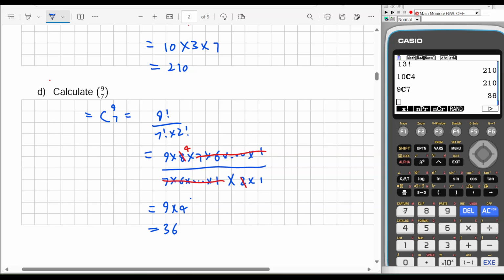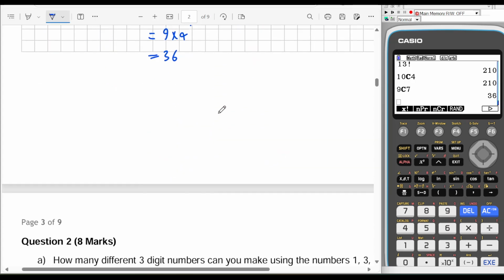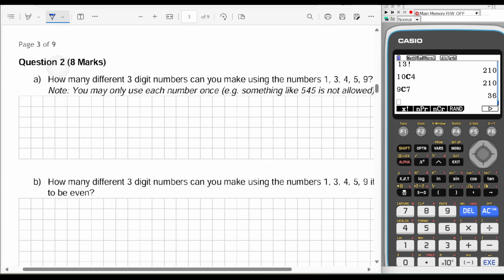And again, you can do it on your calculator if you want. And also there's the nCr formula on your formula sheet there. Okay. Next, how many different 3-digit numbers can you make?